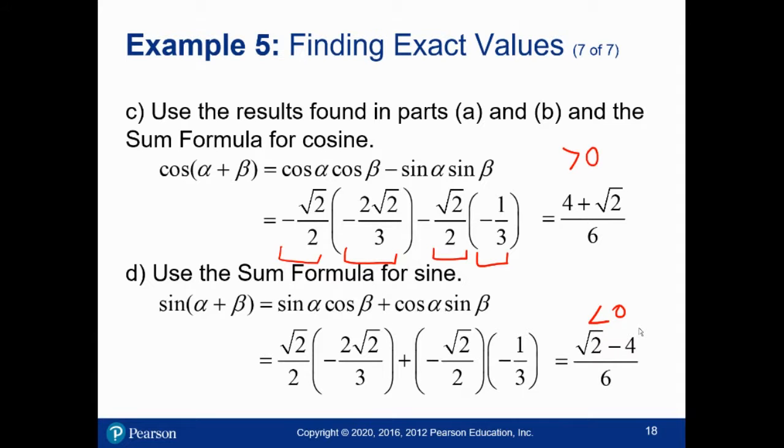It's not a guarantee that a quadrant 2 angle plus a quadrant 3 angle is always in quadrant 4. I mean, it just happened to work out in this case. But the cosine was positive, the sine was negative, so it's got to be in quadrant 4.